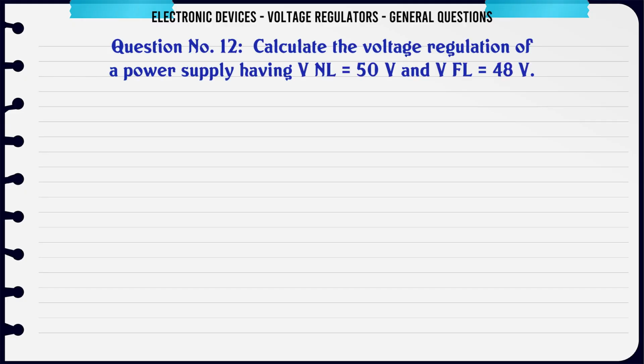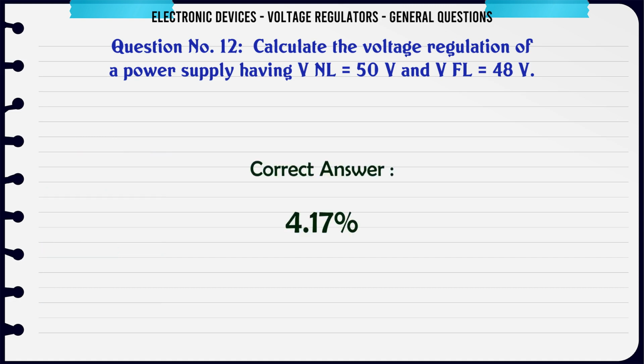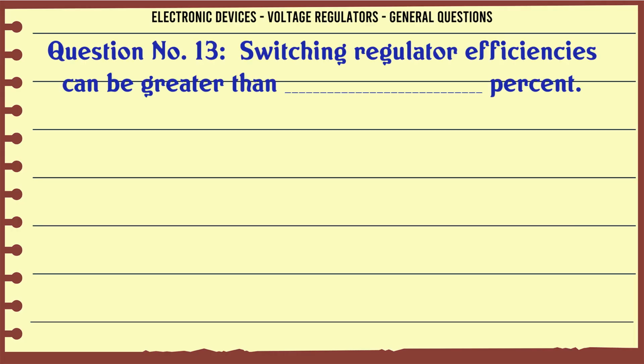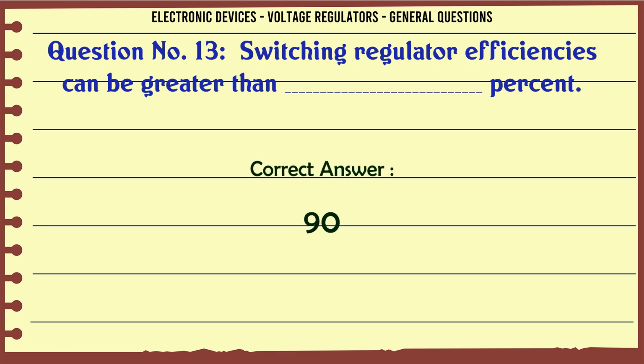Calculate the voltage regulation of a power supply having VNL 50V and VFL 48V. A. 4.17, B. 5.2, C. 6.2, D. 7.1. The correct answer is 4.17. Switching regulator efficiencies can be greater than what percent? A. 60, B. 70, C. 80, D. 90. The correct answer is 90.